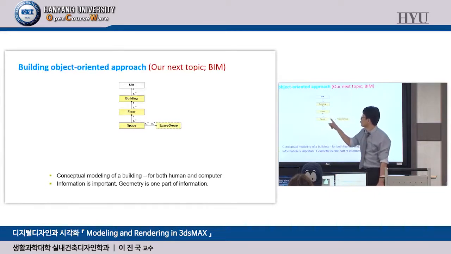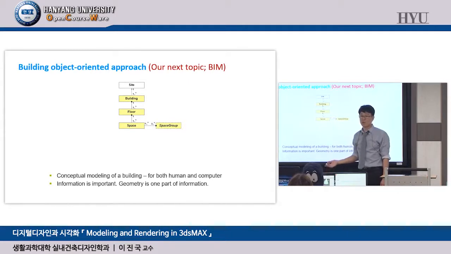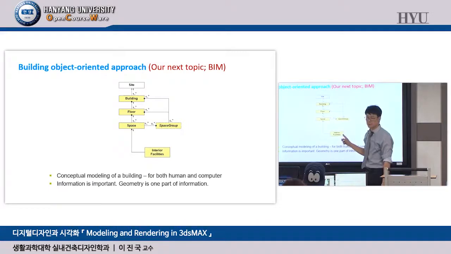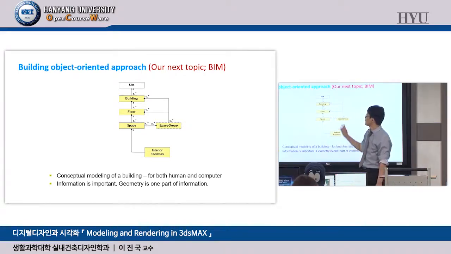How about this? One or many spaces are going to be grouped by zero or many space groups. How about this floor space? How about circulation space? How about building common area? How about interior architecture, design spaces? How about nutrition department spaces? They can be grouped, okay? How about interior facilities? Computers, desks, chairs, they are all one part of the space, room, okay?